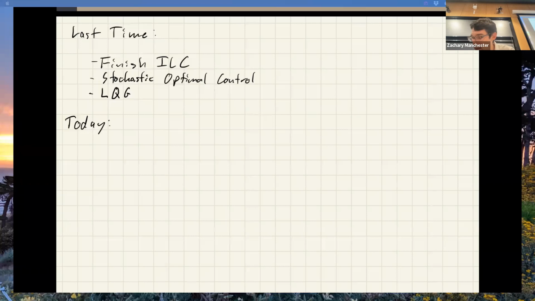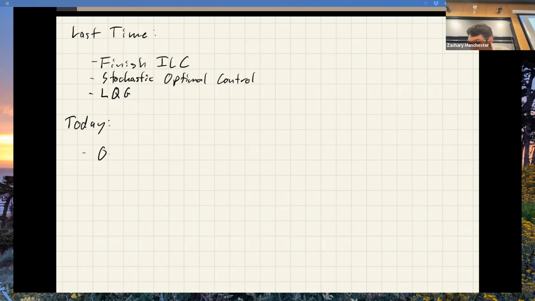All right, so today we're going to finish up the LQG story. Last time we showed this whole certainty equivalent separation principle thing, and this idea that you can separate out state estimation from control and design those separately and then hook them together, at least in the linear quadratic Gaussian case.